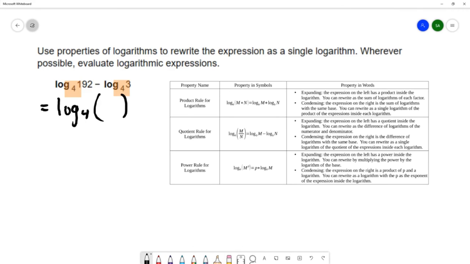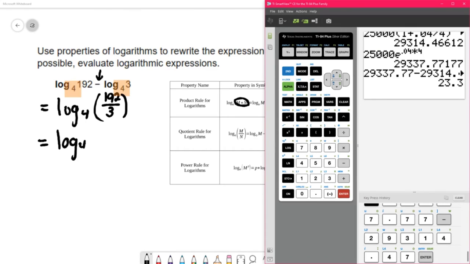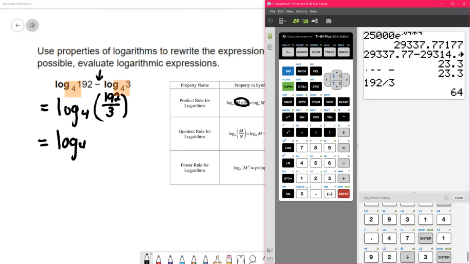So when we condense to a single logarithm, we're going to use division. I'm using division because of the subtraction. If it were addition, we would use multiplication in the product rule. So we're going to do 192 divided by 3. Let me double check that with my calculator. 192 divided by 3 gives 64.